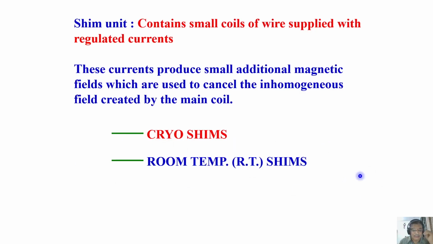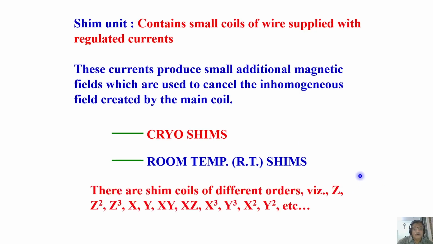As I always say, you have to get good homogeneity. You have to utilize these room temperature shim coils. There are about 24 to 36 different shim coils, like Z, Z1, Z2, Z3 up to Z6, gradients X, Y in different directions. The counteracting magnetic field can be produced to cancel out the inhomogeneity. There are several like this.